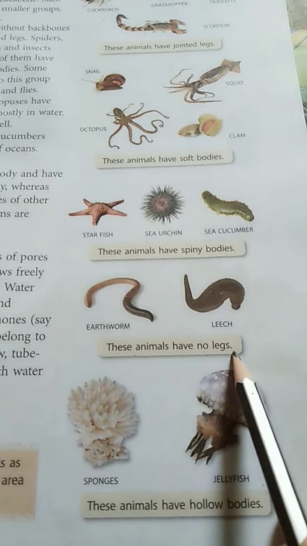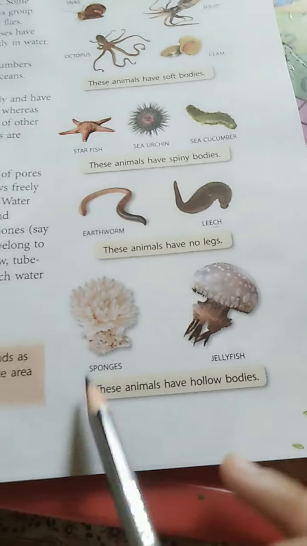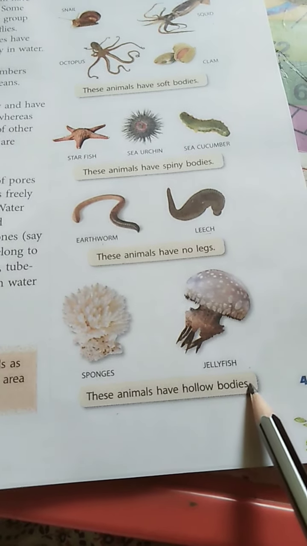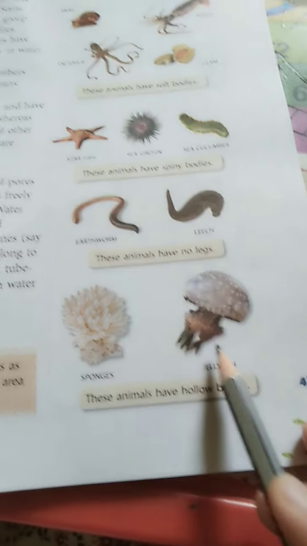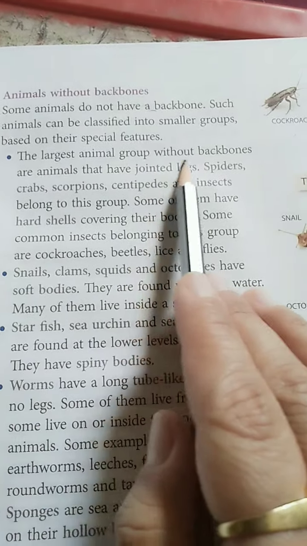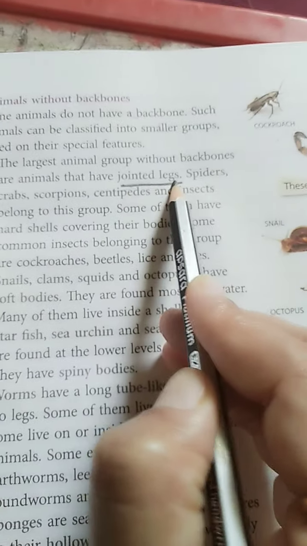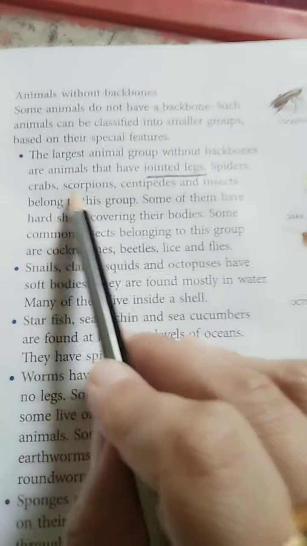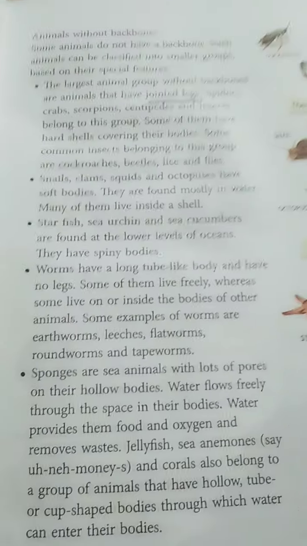These animals have no legs. Which animals have no leg? Earthworm and leech. These animals have hollow bodies, means there is nothing inside their bodies. They are sponges and jellyfish. The largest animal group without backbones are the animals that have jointed legs. So it is the largest group. Spiders, crabs, scorpions, centipedes and insects belong to this group.